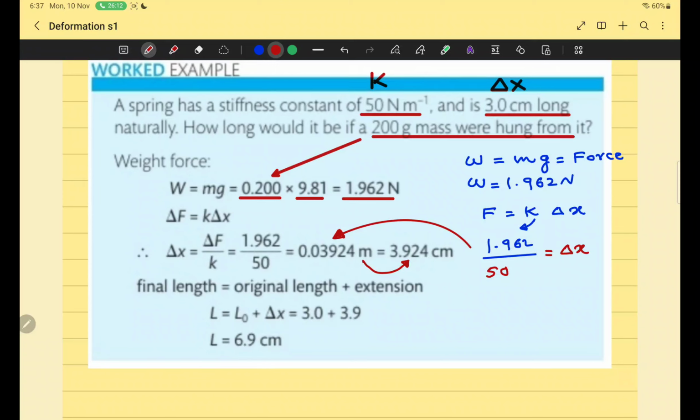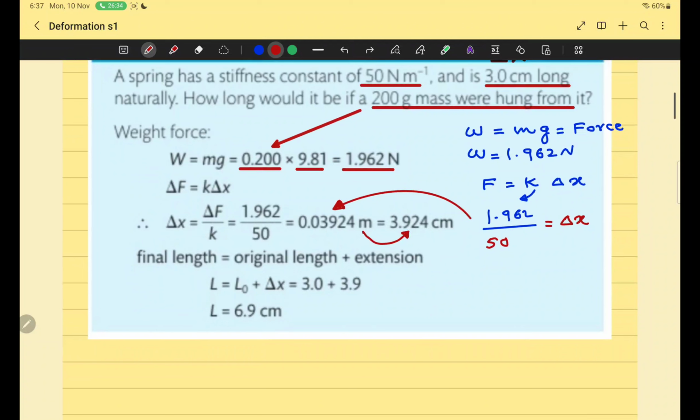You know, book questions are very simple and past paper questions are very difficult. So by delta F upon K, you have calculated the extension. This extension is in meter, and if you multiply with 100, it is converted into centimeter.